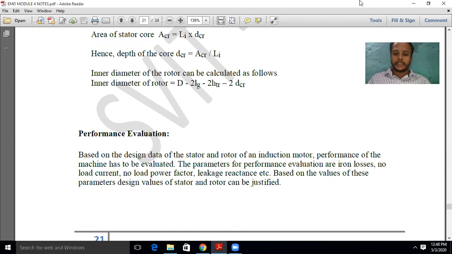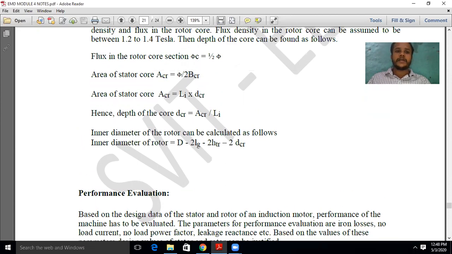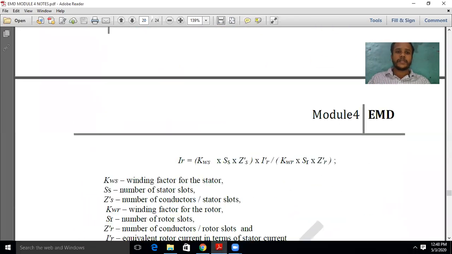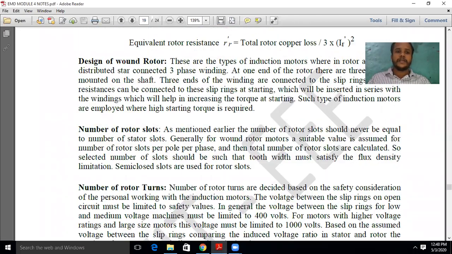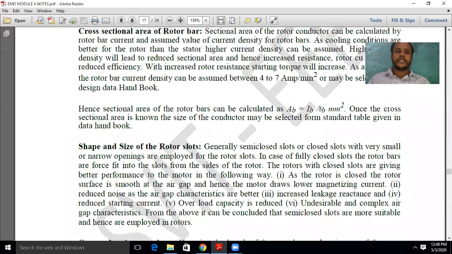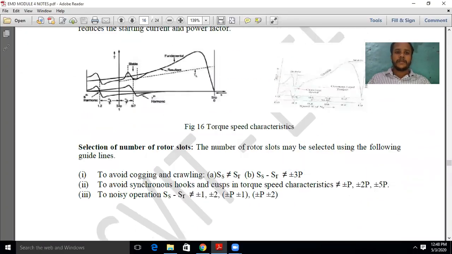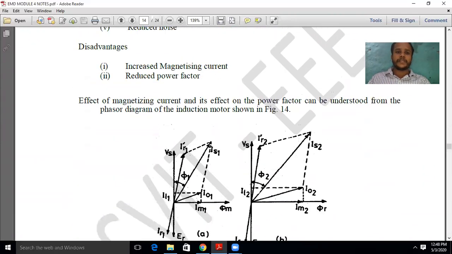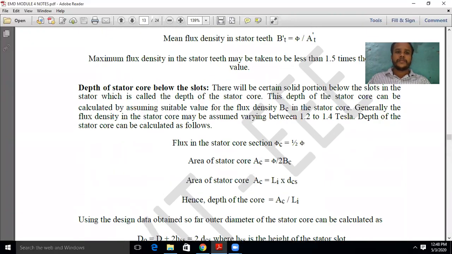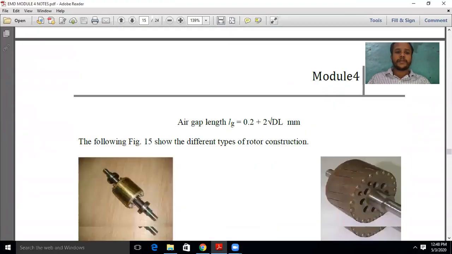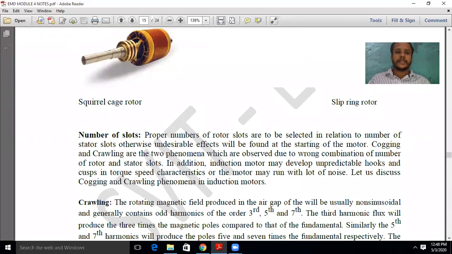So in the previous section, we have discussed the rotor design, starting from the particular rotor, whether it may be squirrel cage or slip ring rotor. We need to consider different parameters. Here are some of the points I can highlight.